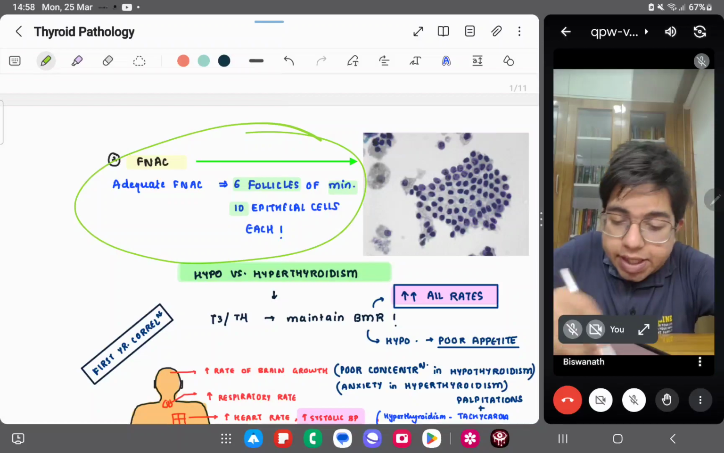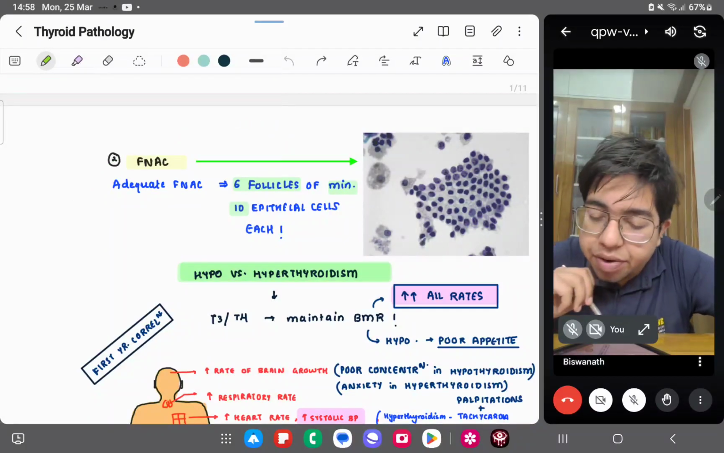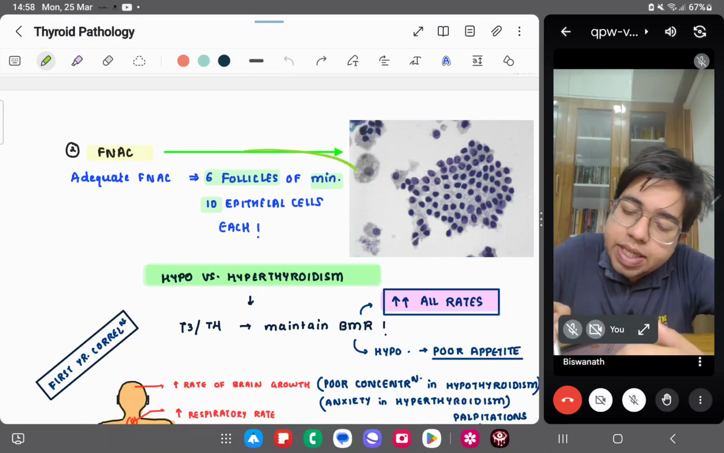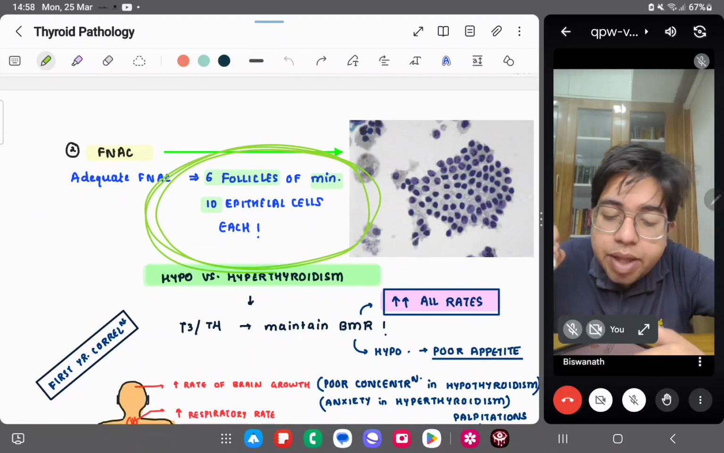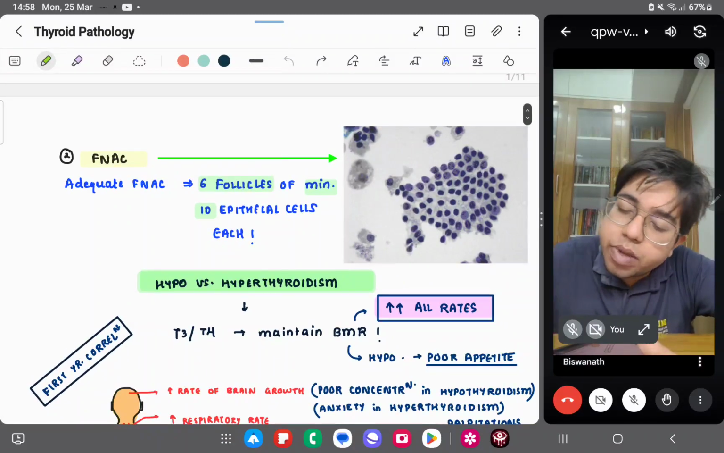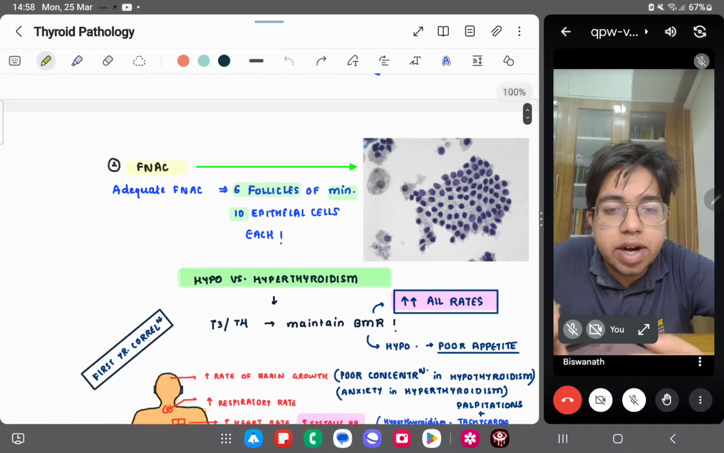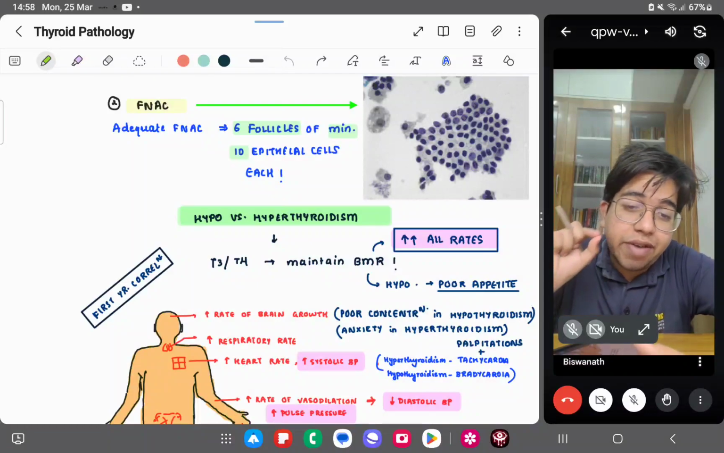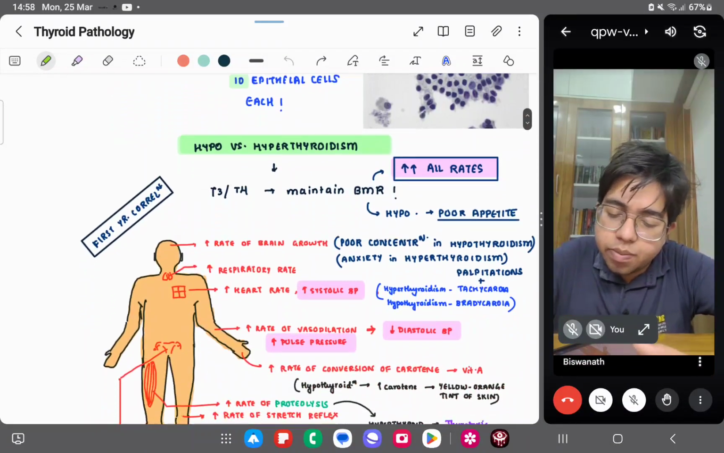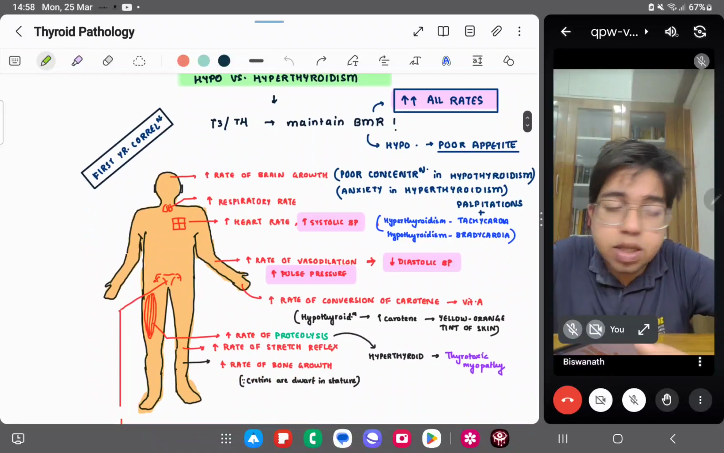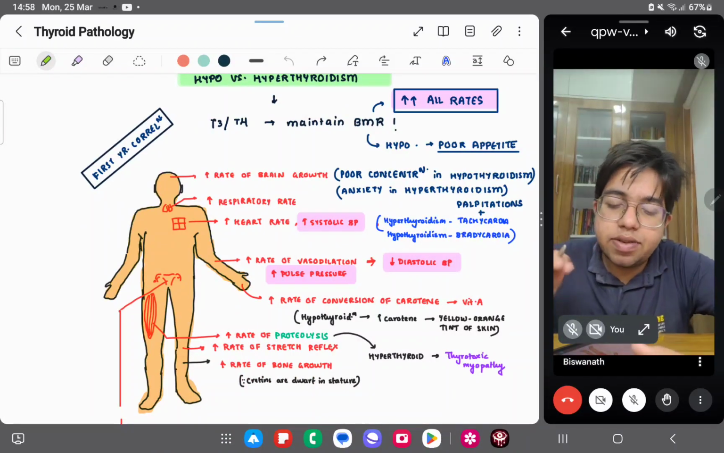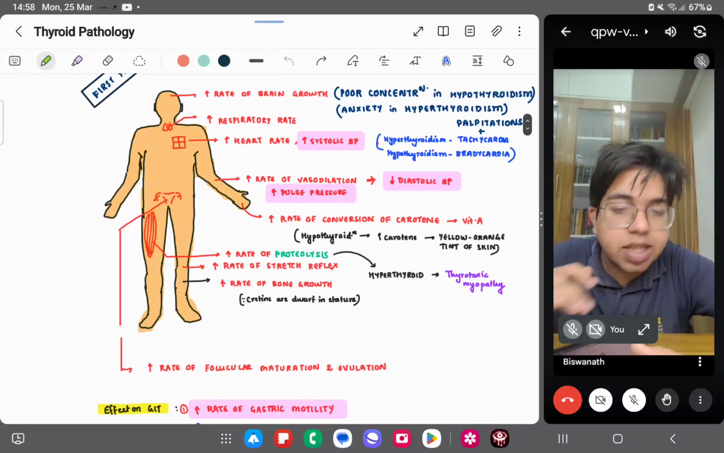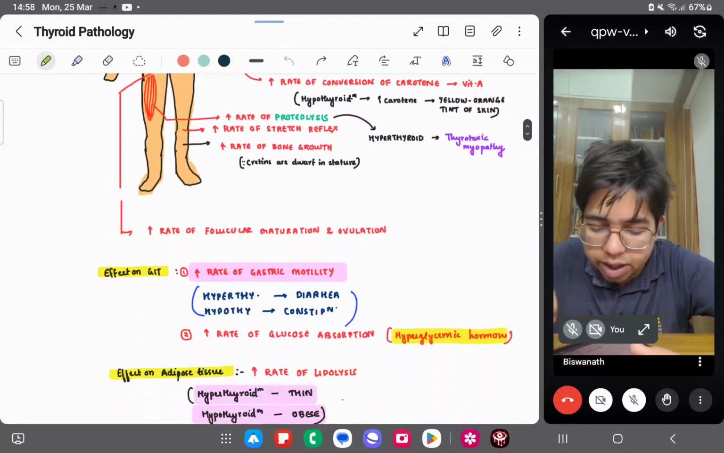After this, let's see. We can do FNAC also, fine needle aspiration cytology, and an adequate FNAC will have 6 follicles of minimum 10 epithelial cells each. So this is an FNAC finding of the thyroid gland. Basically, thyroid FNAC is done by inserting a very fine needle inside. These things we discussed, right? This diagram was there in physiology. I just copy pasted the diagram because I felt it's important.